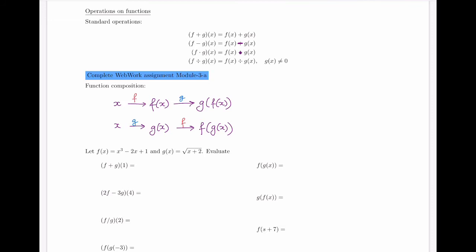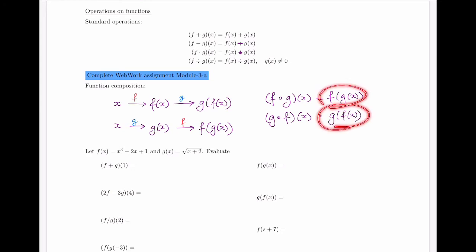There are 2 notations for this. This is just one of them, and the other one will have a little circle in the middle. So f of g of x corresponds to f with a little circle g, and the other way around, g with the little circle in between f, corresponds to the other order. Notice that generally the order will matter, and so these 2 things will actually be quite different.